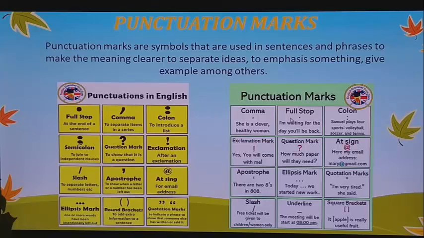Here we have an example. I'm waiting for the day you'll be back. And that's it. This is the full stop at the end of the sentence.